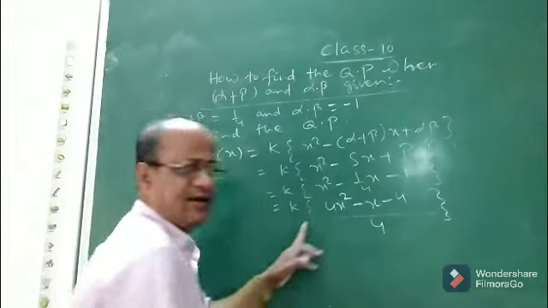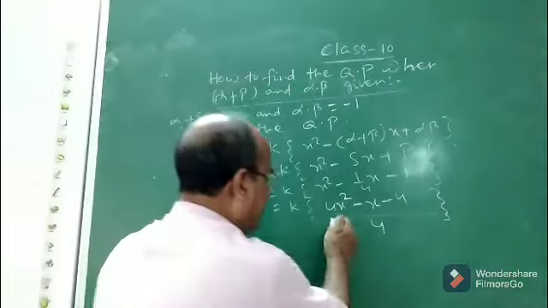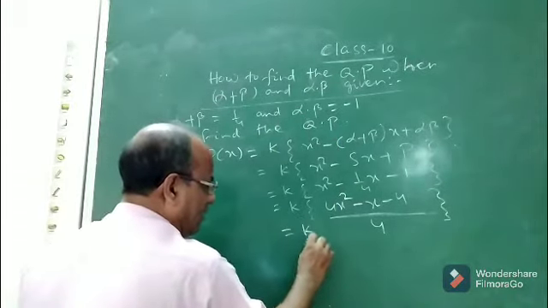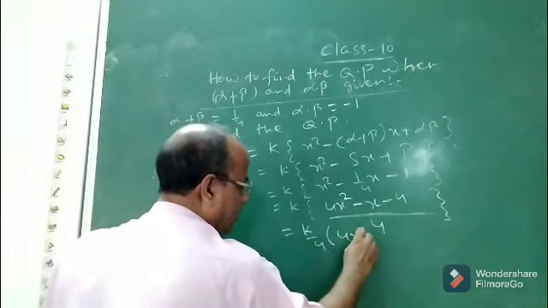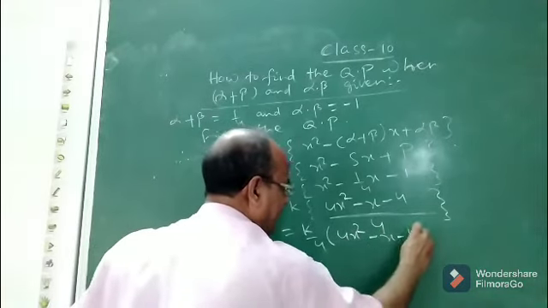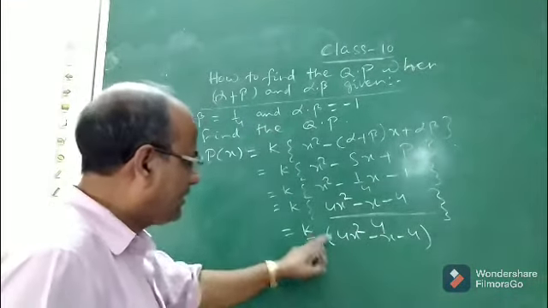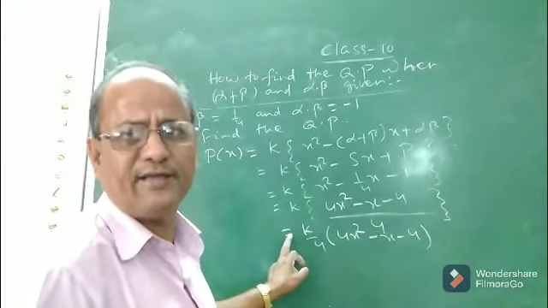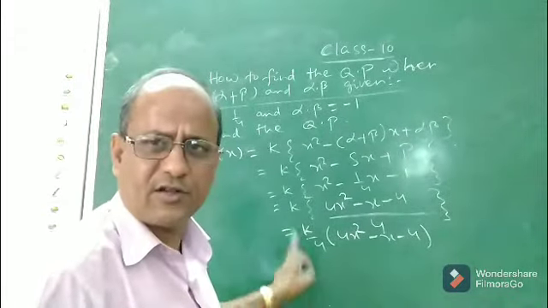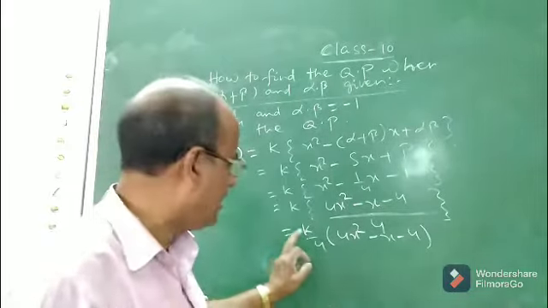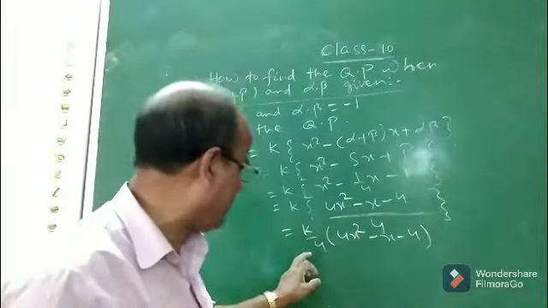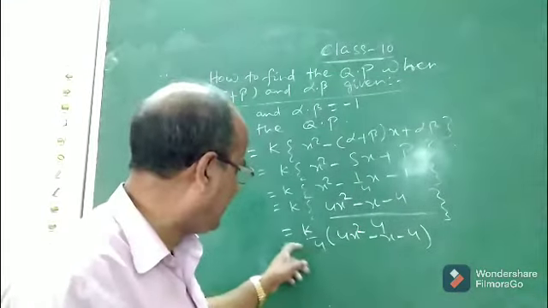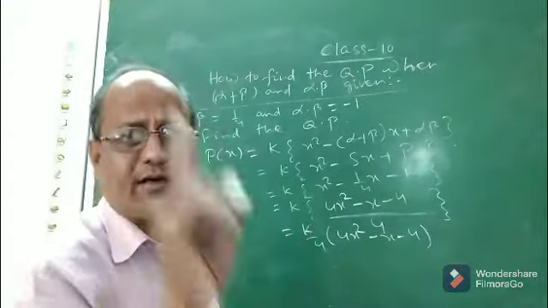Now see, children, here 4 is divided, so bring 4 near k. It will be k by 4 into 4x square minus x minus 4. Now look at k by 4. k is a constant, 4 is also a constant, so k by 4 must be a constant. Now what is our aim? Our aim is to find the quadratic polynomial. In order to find the quadratic polynomial, this k by 4 must be made equal to 1.